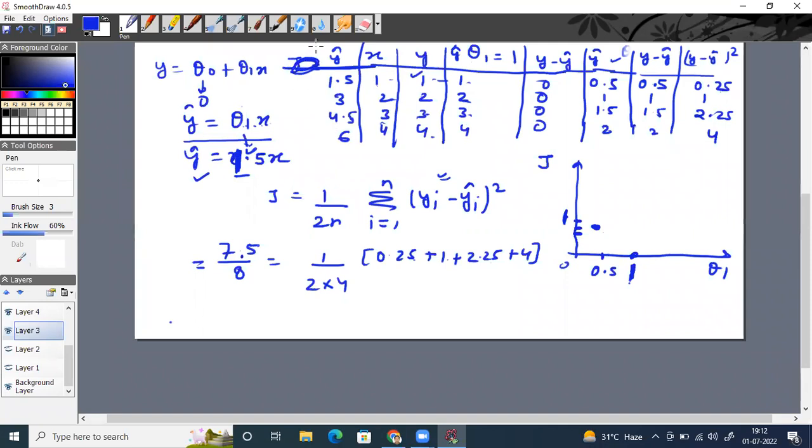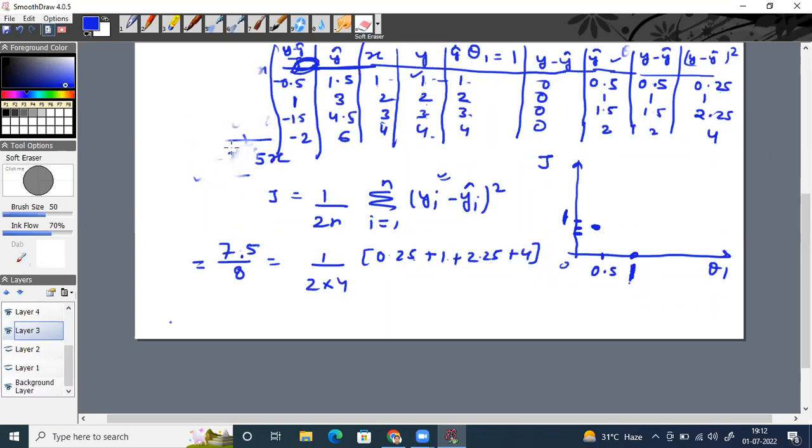Now what will we find out? We will again find out y minus y hat, actual value minus predicted value. Find out what is y. Y minus y hat is 0.5 minus 0.5. Fine. Y minus y hat 1. Y minus y hat again minus 1.5. Y minus y hat minus 2. Right, everyone? Clear so far? Please tell me. Yes, sir. Right, now we have to find the square of this.